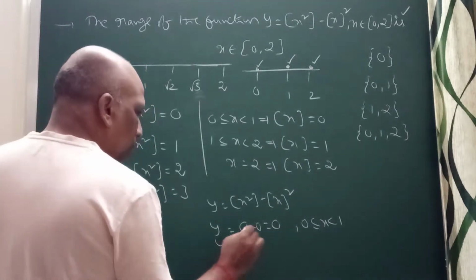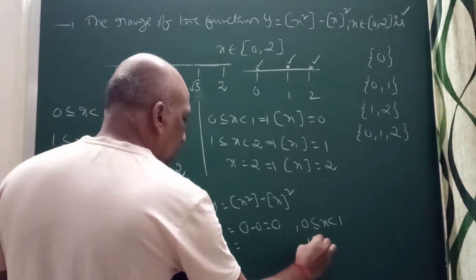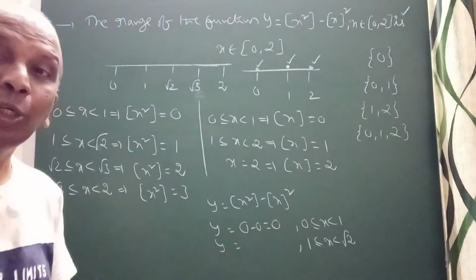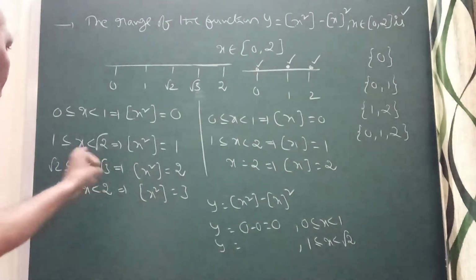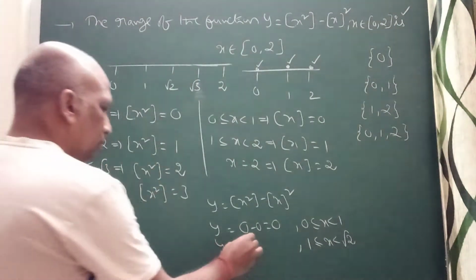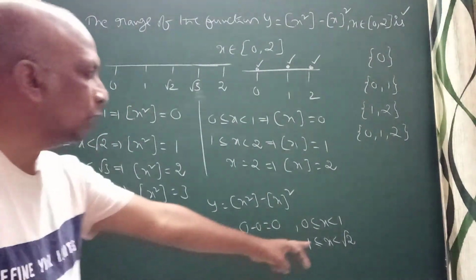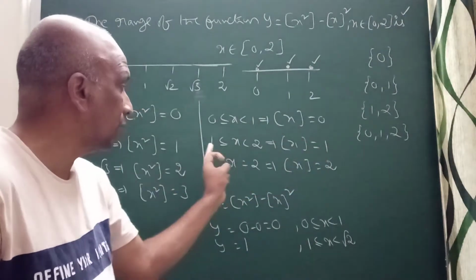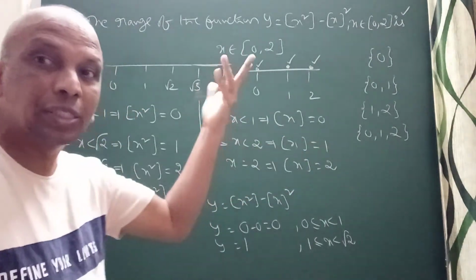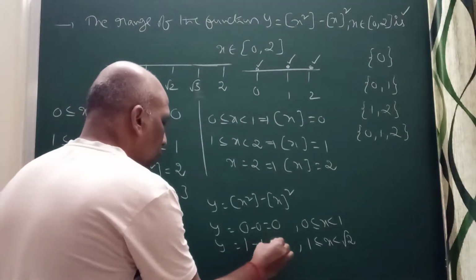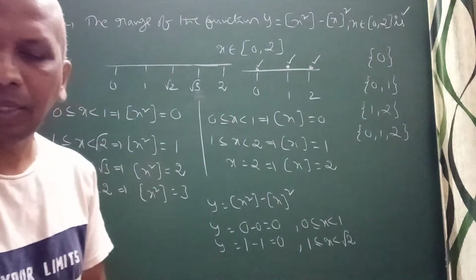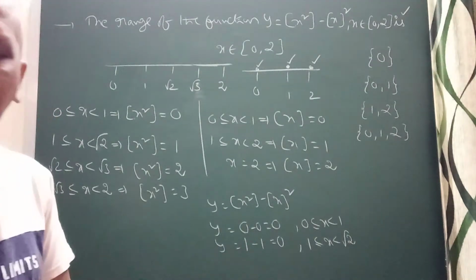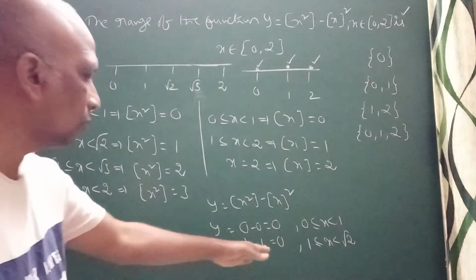And y is equal to, suppose the x value you can write here, 1 less than or equal to x less than root 2. Between 1 to root 2, what is this value? This is 1. So between 1 to root 2, step x value you get 1 only. If you square it also, 1 only. It will come 1 minus 1, 0. Correct? The first one, 0 minus 0, 0. And this one, 1 minus 1, 0.